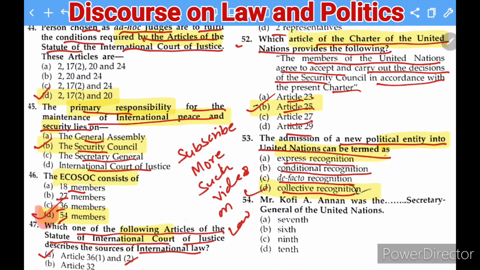Moving to the next question, and this is the last question of this international organization topic which we are taking here. The question is: Mr. Kofi Annan was the Secretary General of the United Nations as the 7th, 6th, 9th, or 10th? What was his number? Just give your answer here. I'm waiting for a response. The right answer is that he was the 7th Secretary General.